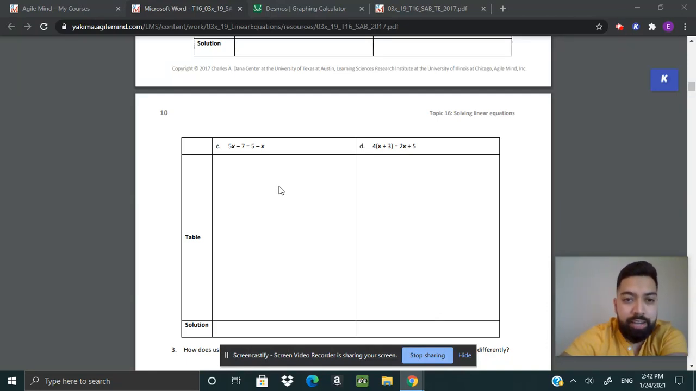Hey guys, so back at it again. Here we are on problem C, still in the core activity. We have 5x minus 7 equals 5 minus x.